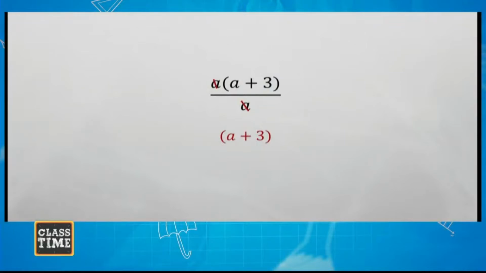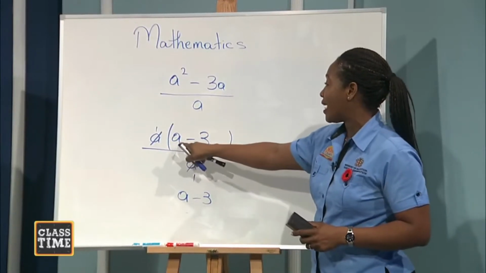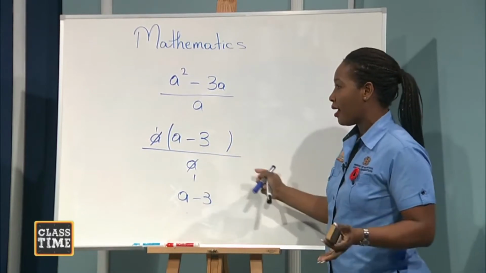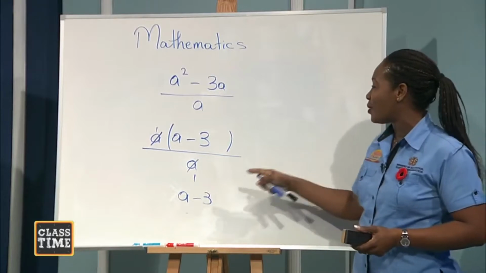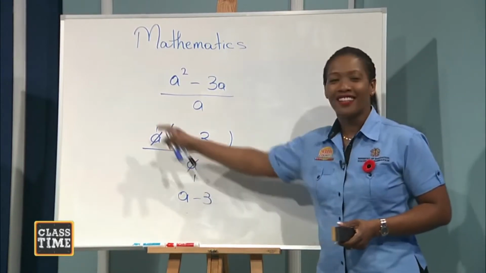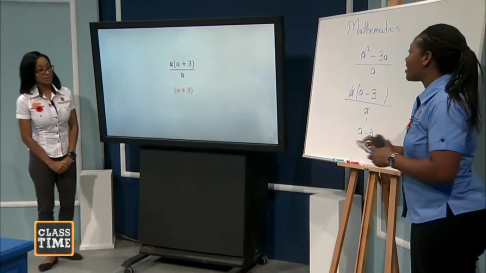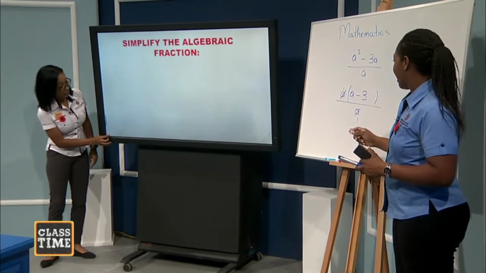All right, just for those who probably weren't following with me, let's repeat what we did. We had a squared subtract 3a all divided by a. Then we factored what is common in the numerator, which is a. We ended up with a, open bracket, a subtract 3, close bracket, all divided by a. And then we factored out a in the denominator from a in the numerator. So now we end up with a subtract 3.